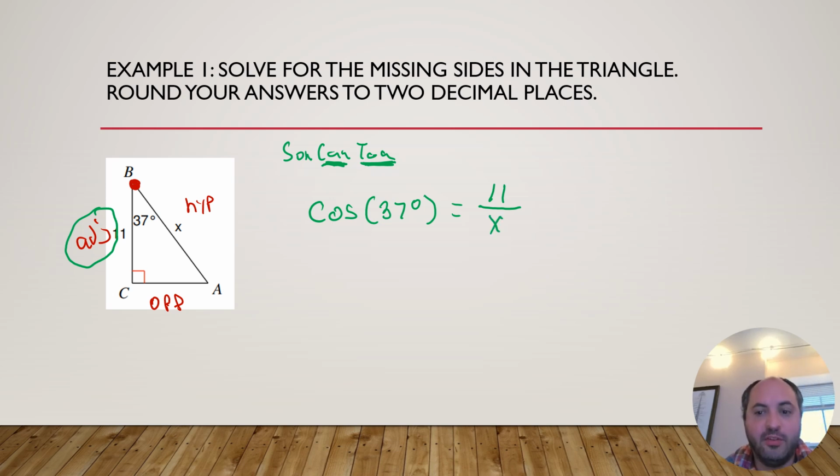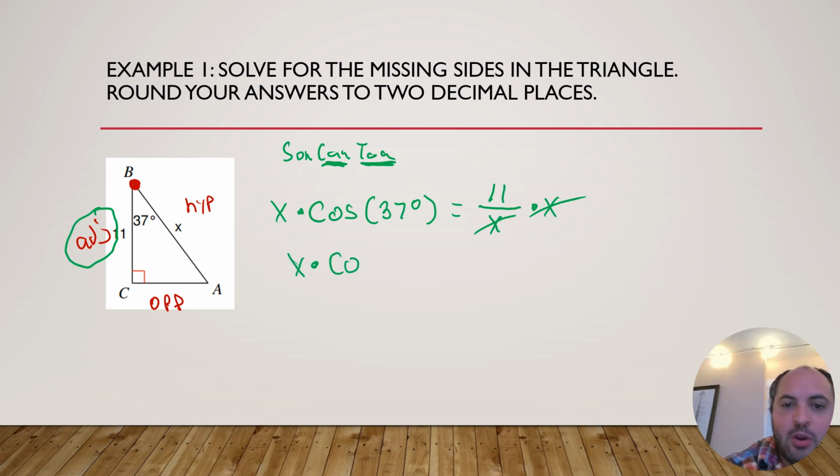If our goal is to solve for x, what we need to do is isolate x, get it by itself. So since it's currently in the denominator of our fraction, we need to get it out of that. So we will undo division with multiplication by x. So we will multiply both sides by x. We'll see our x will cancel on the right. We are now left with x times cosine of 37 degrees, and that's equal to 11 because 11 is the only thing left on the right hand side.